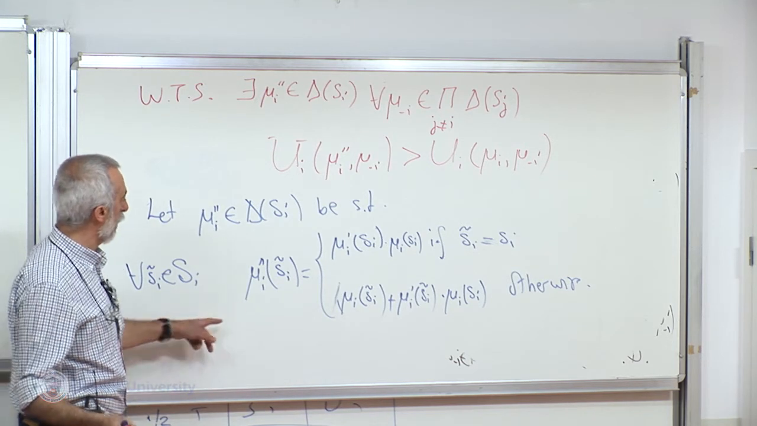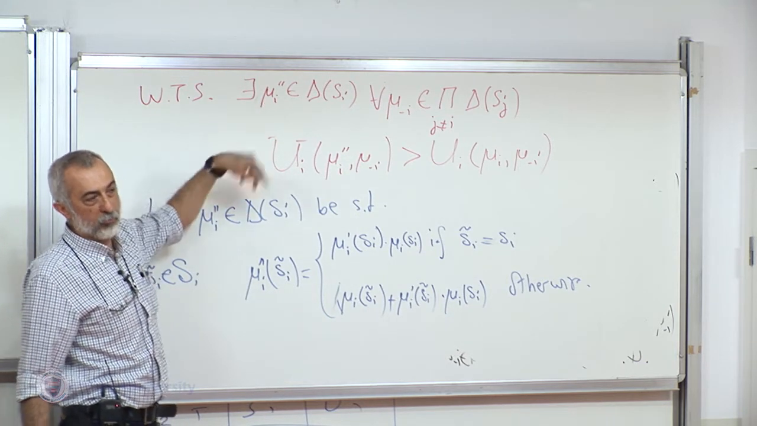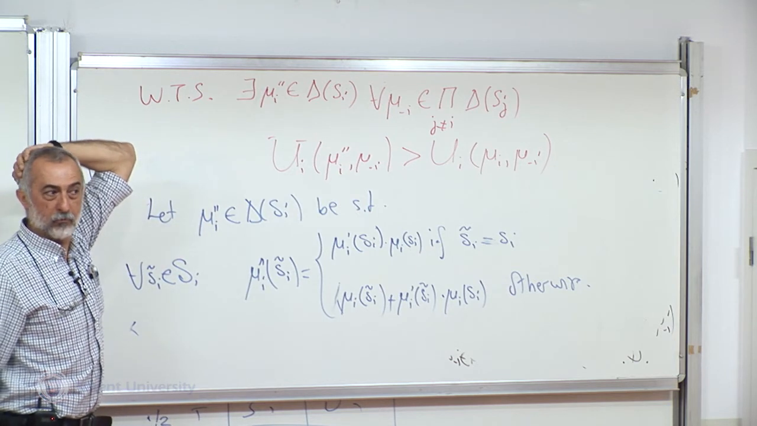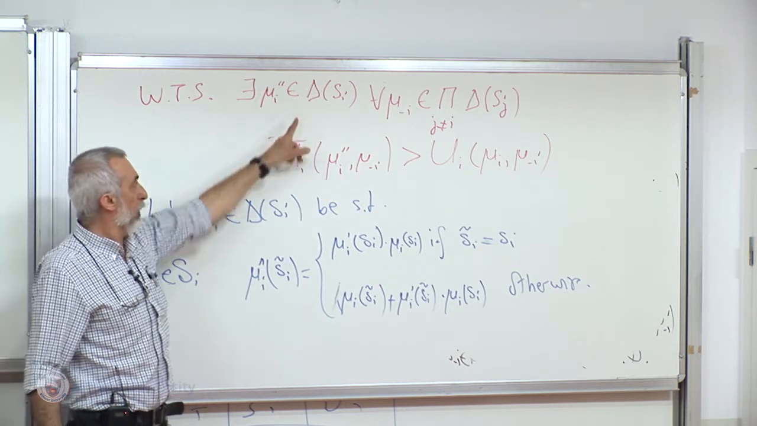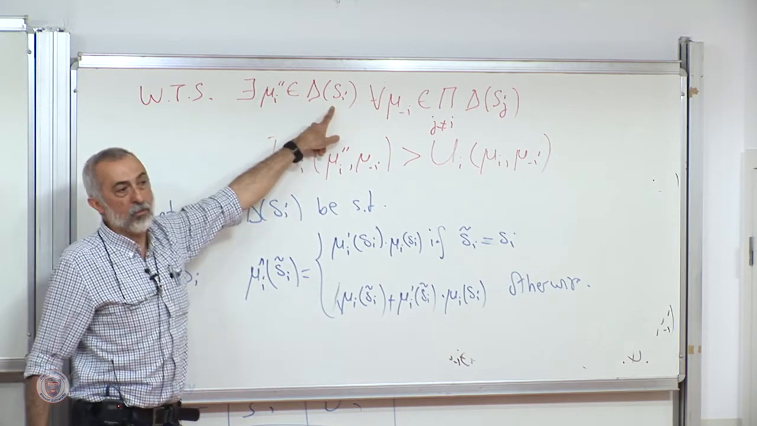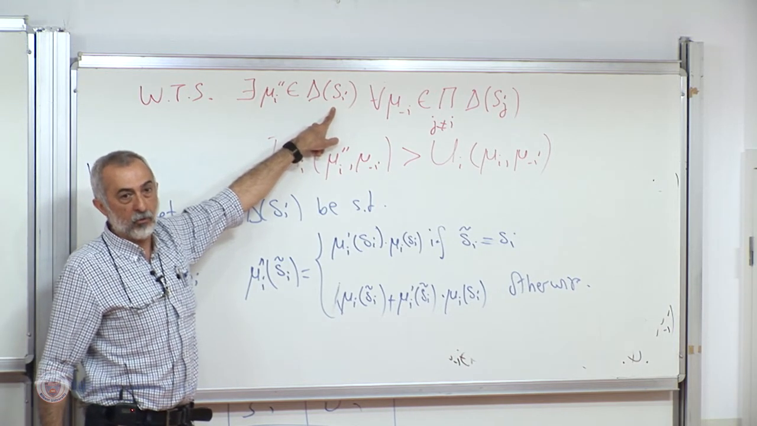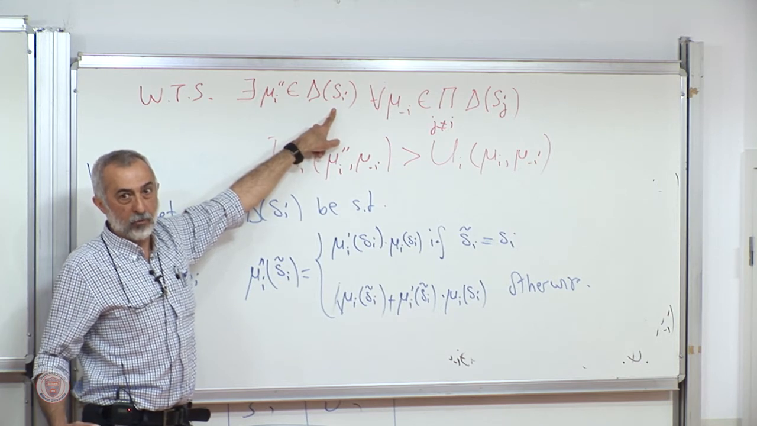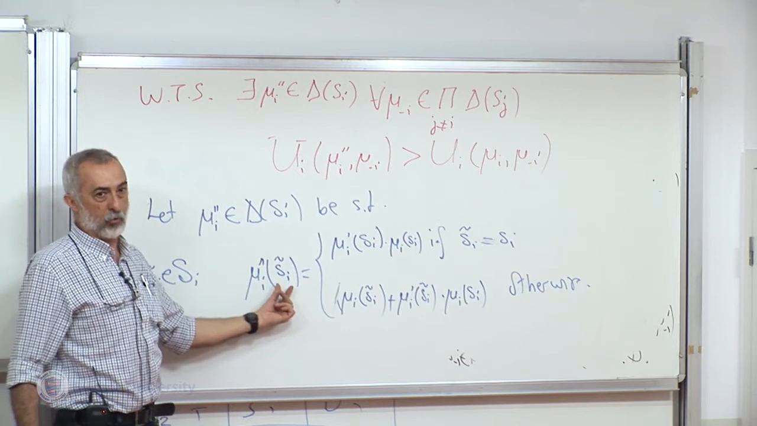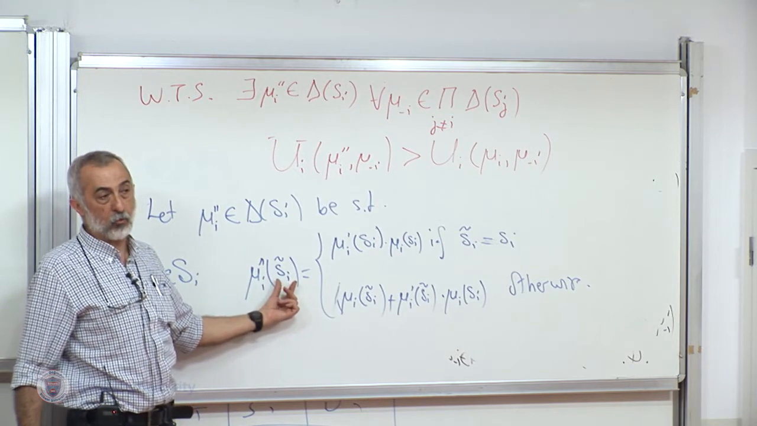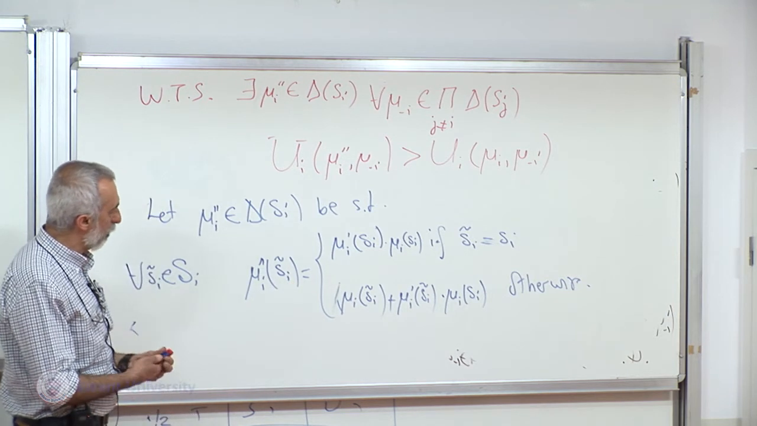Okay. So your friend claims that this mu i double prime is the one that we're searching for. Everybody agree? Well, first of all, for this to be the one that we're looking for, it has to be an element of delta si. That is, it has to be a probability measure over si, right? Which means that if I sum this up over all pure strategies of agent i, it should be equal to 1. Okay? So when we sum them up, what do we get?